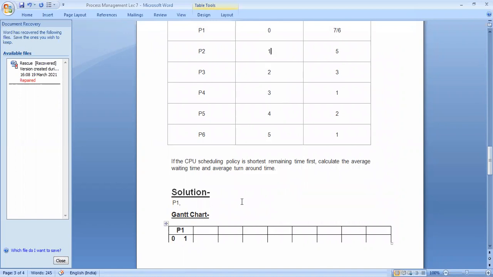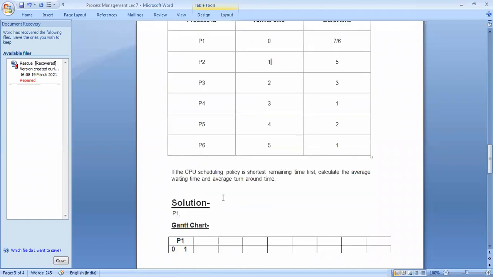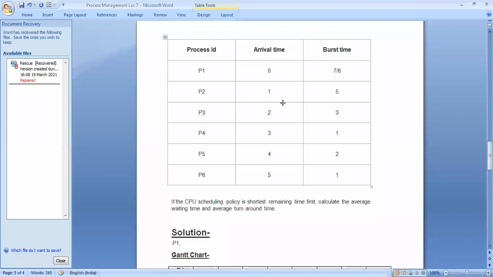But after 1 millisecond, because our algorithm is shortest remaining time first, we'll check again how many processes are there. Now you see, when arrival time is 1, only the P1 and P2 processes are there. Yes or no? You check this arrival time. You don't see the burst time. Burst time means execution time. It will take 3 milliseconds for execution.